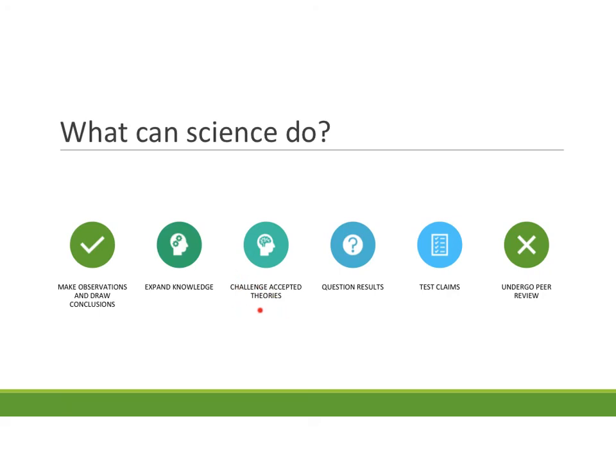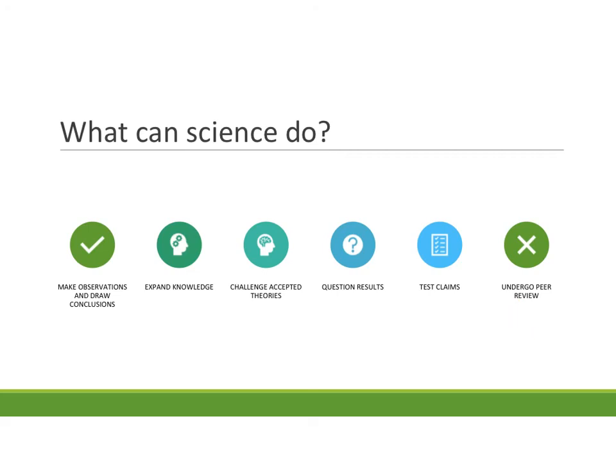So whenever a scientist thinks that they have established a new theory, other scientists are going to challenge them. Okay? They're going to look at what they did. They're going to challenge, and they're going to question the results. Scientists are skeptics. Okay? So I'm going to question your results. I'm going to make sure that the results you think you're getting, I agree with those. I'm going to test your claim. Just because you say your experiment works, I'm going to test it and see if it works for me where I am. And then finally, science undergoes peer review.